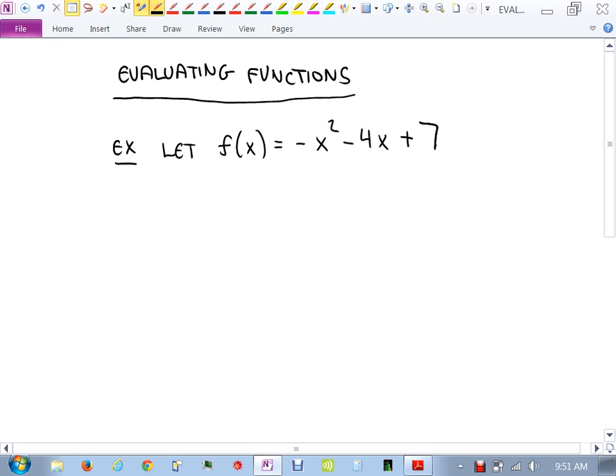Okay, so here's what we are going to do. Just practice evaluating. So if I ask you to find f of 2, I'm telling you plug in 2 for all your x's, right? Just replace all your x's with 2's. So it becomes negative 2 squared, then minus 4 times 2, and then plus 7, right? That's what I'm doing. All my x's became 2's.